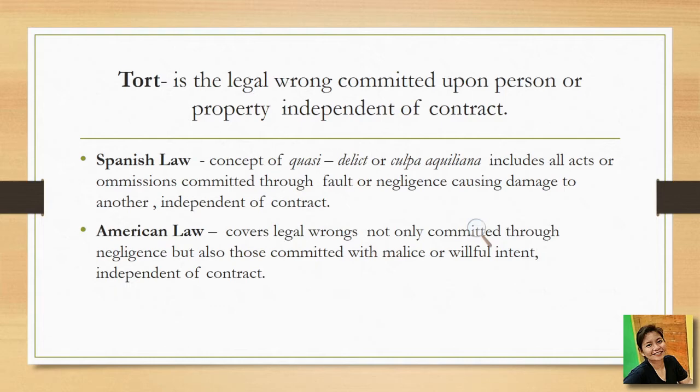In Spanish law, the concept of quasi-delict or culpa aquiliana includes all acts or omissions committed through fault or negligence, causing damage to another independent of contract. In American law, however, tort has a broader meaning, for it covers legal wrongs not only committed through negligence, but also those committed with malice or willful intent. But of course, independent of contract. Otherwise, it will be breach of contract and covered by another field of law, which is the contract law.